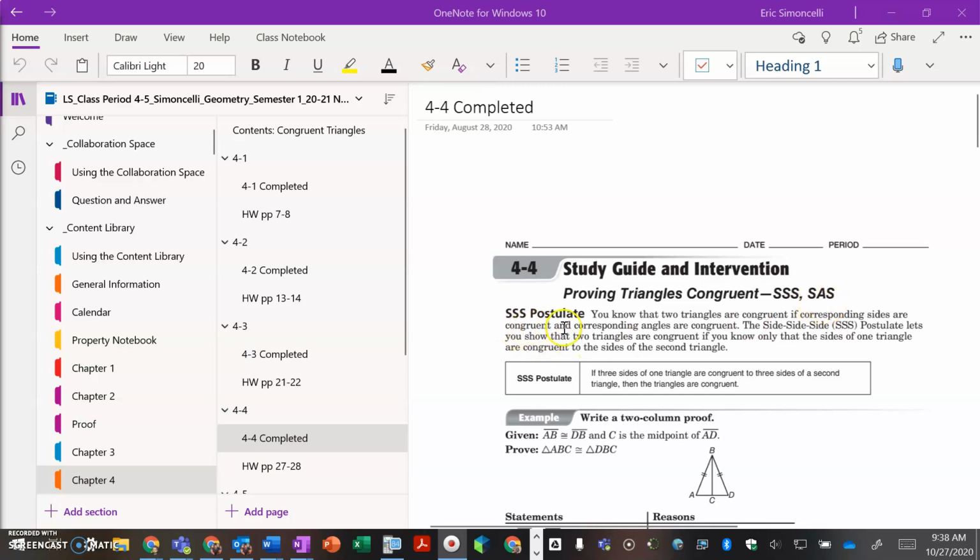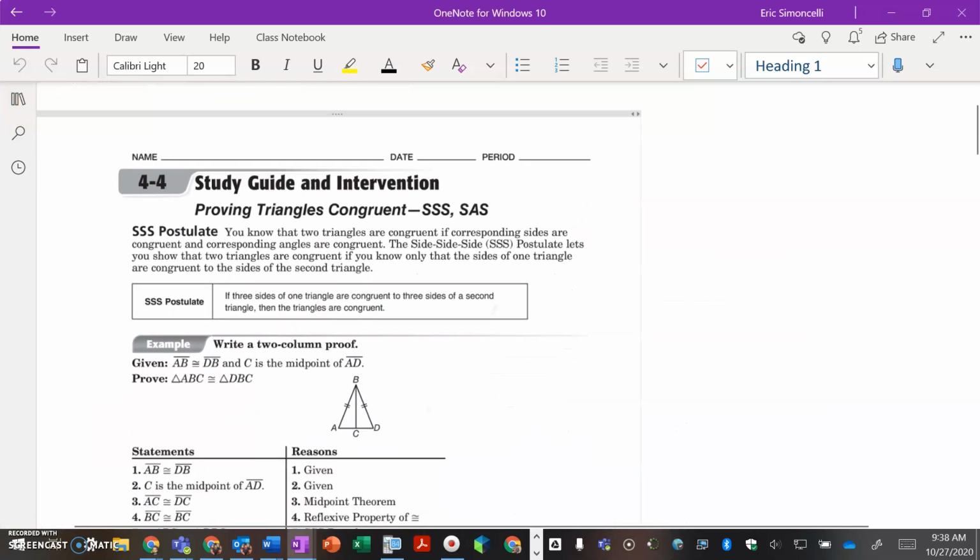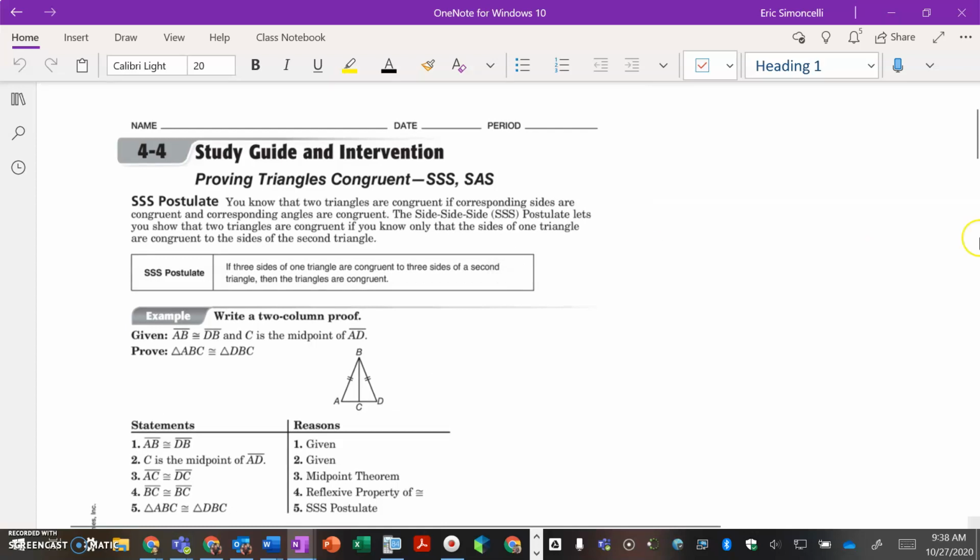So, the side, side, side postulate. You know that two triangles are congruent if corresponding sides are congruent and corresponding angles are congruent. The side, side, side or SSS postulate lets you show that two triangles are congruent if you know only that the sides of one triangle are congruent to the sides of the second triangle, which is what it states. If three sides of one triangle are congruent to three sides of a second, then the triangles are congruent.